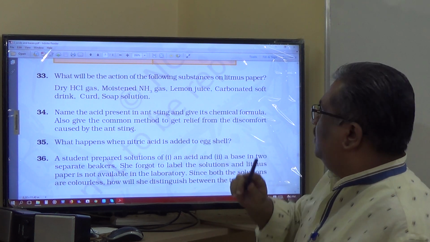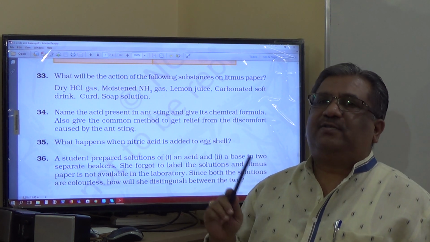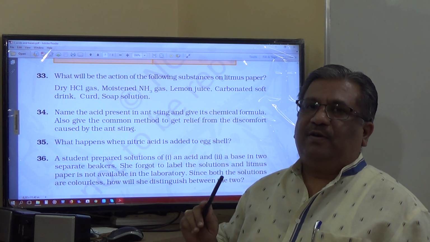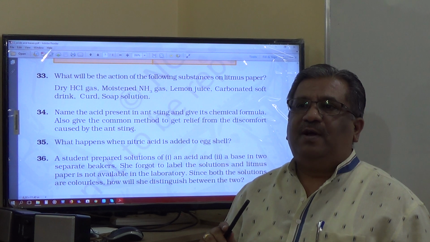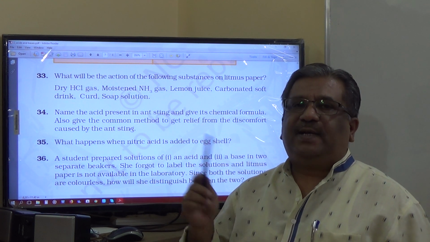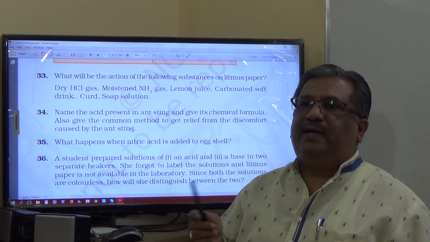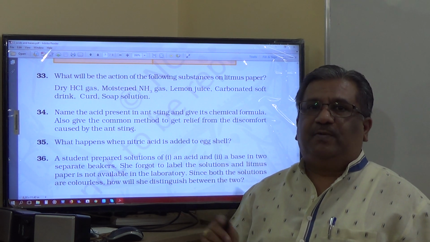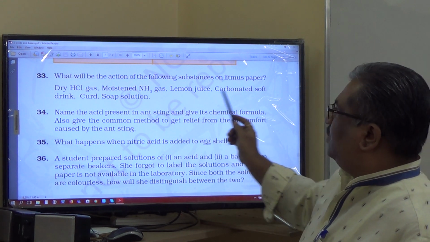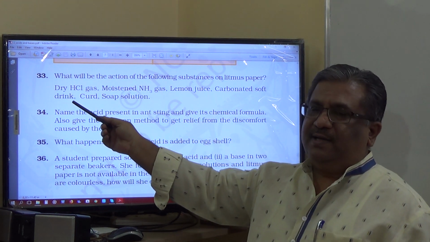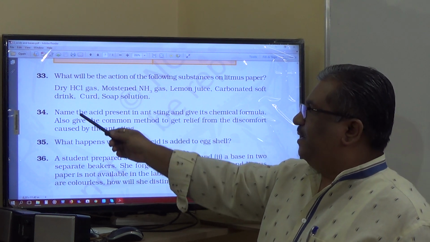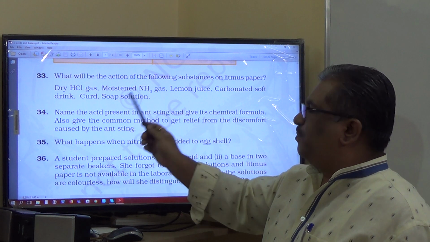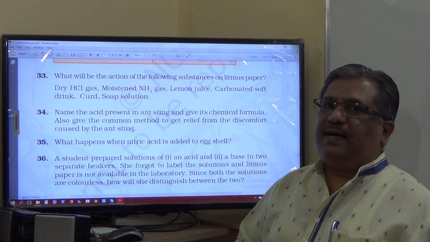Carbonated soft drink. See, very important. Carbonated soft drink means CO2 plus water. What is the nature of CO2? Non-metallic oxides are acidic in nature, and therefore when CO2 dissolves in water, carbonic acid, H2CO3, is formed. Therefore a carbonated soft drink contains carbonic acid, turns blue litmus red. Curd contains lactic acid, turns blue litmus red. Soap solution is basic in nature, turns red litmus blue.